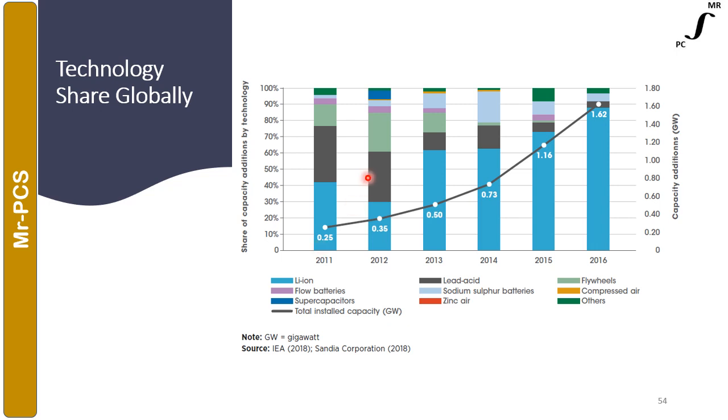This slide shows historical technology share till the year 2016. Declining cost of lithium-ion battery has increased its share. Just over a period of 5 years, the battery storage capacity has increased from 0.25 gigawatt to 1.62 gigawatt.